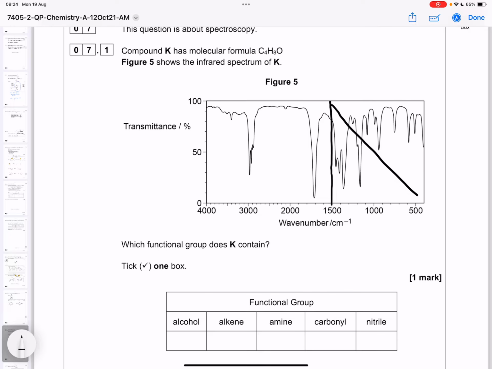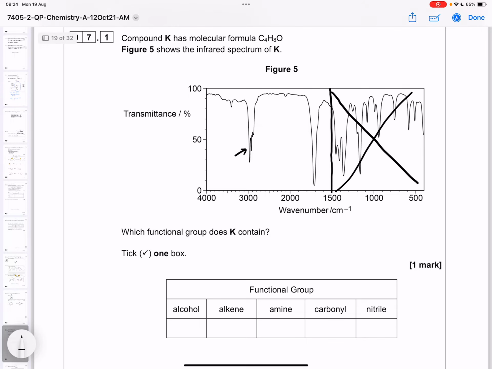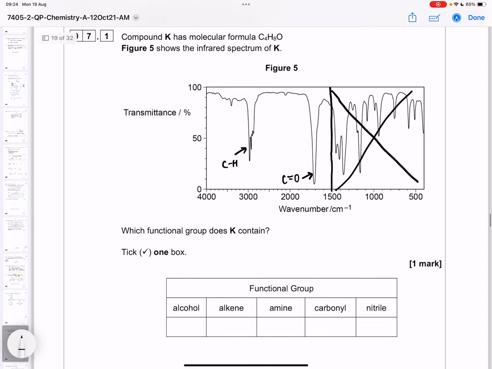We're going to ignore below 1500, the fingerprint region. This is our CH bonds. We need to get good at recognising that kind of sharp stabby peak at 3000 as being the CH. This is the peak that we need to identify to be able to pick the functional group. This is quite a strong absorption at 1700. This is a C double bond O.